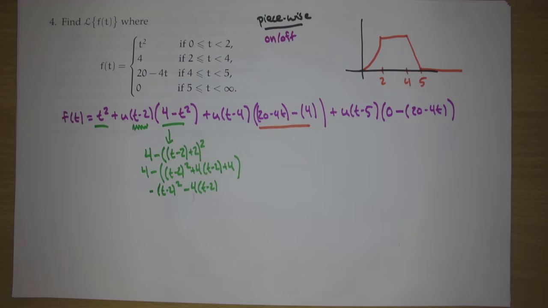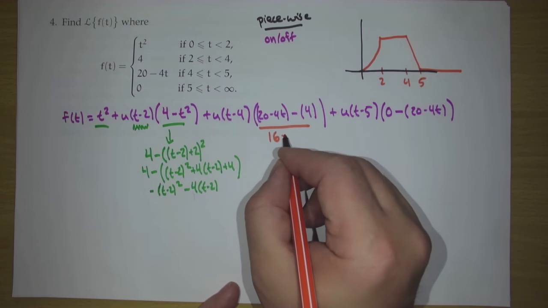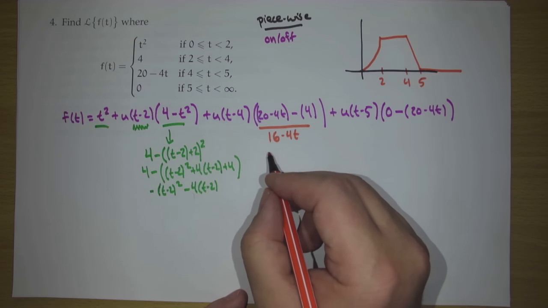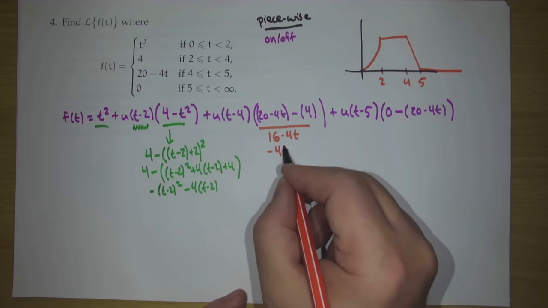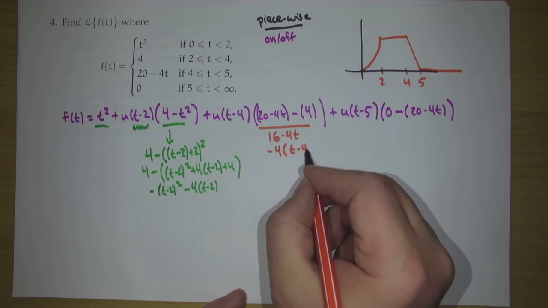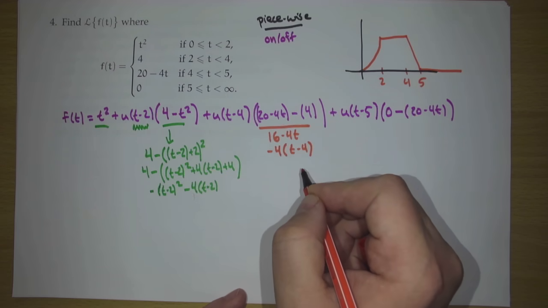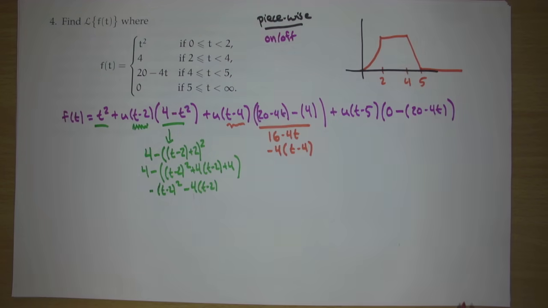Are we happy now? Yeah, because this function, which is attached to u of t minus 2, is in terms of t minus 2. Okay, moving on. 20 minus 4t minus 4. Are we happy yet? No. But maybe we're close. This is the same as 16 minus 4t. What can we do? Pull the negative 4 out, and this becomes negative 4 times t minus 4, and we're happy, right? Because we match the t minus 4 and t minus 4.